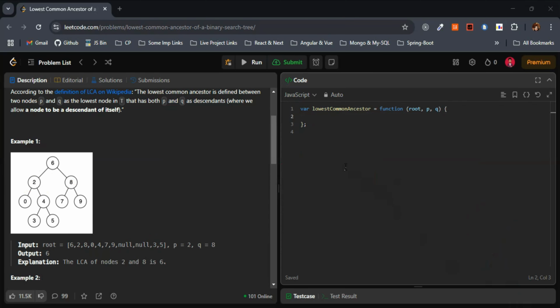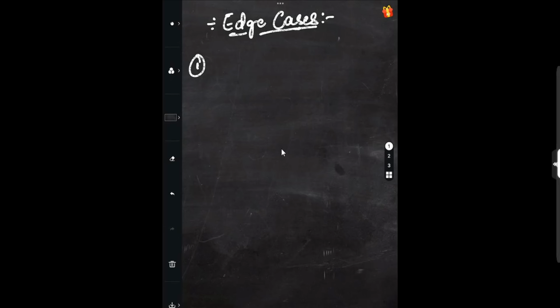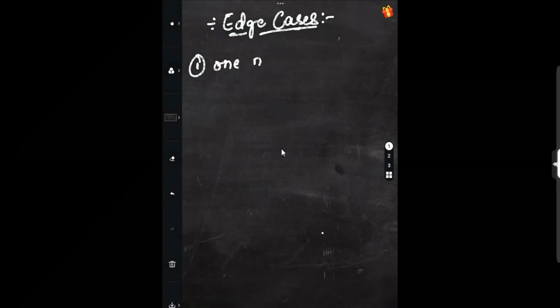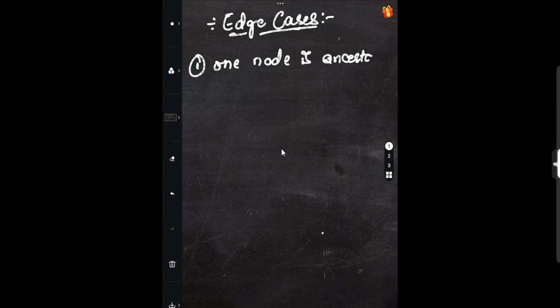So let's discuss the edge cases one by one. First edge case, let's go with one node being an ancestor of the other. Let me make it easy for you. Let me draw this one here. In this case 6 to 8. This has to be a BST, right? A binary search tree. So let's consider the example itself.